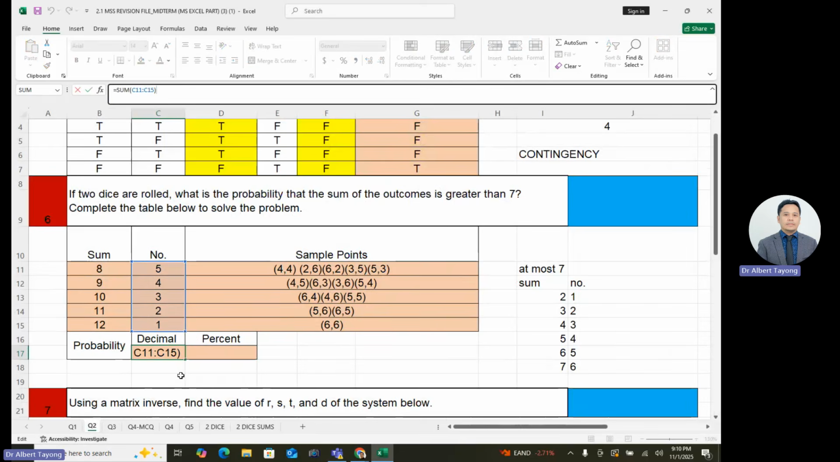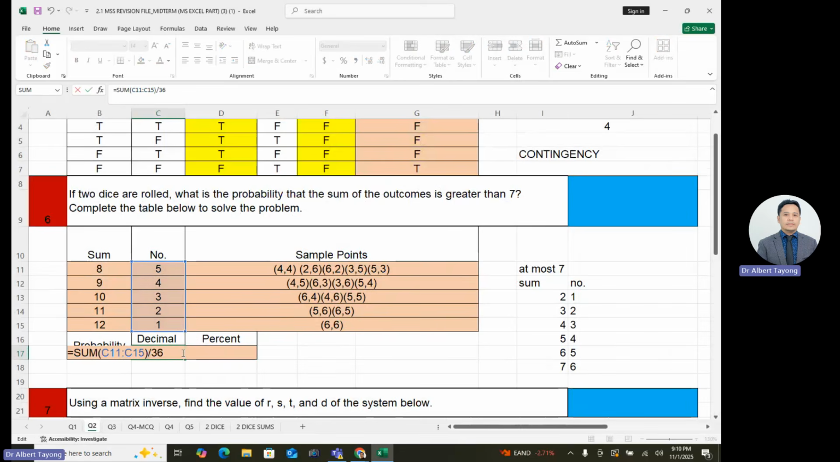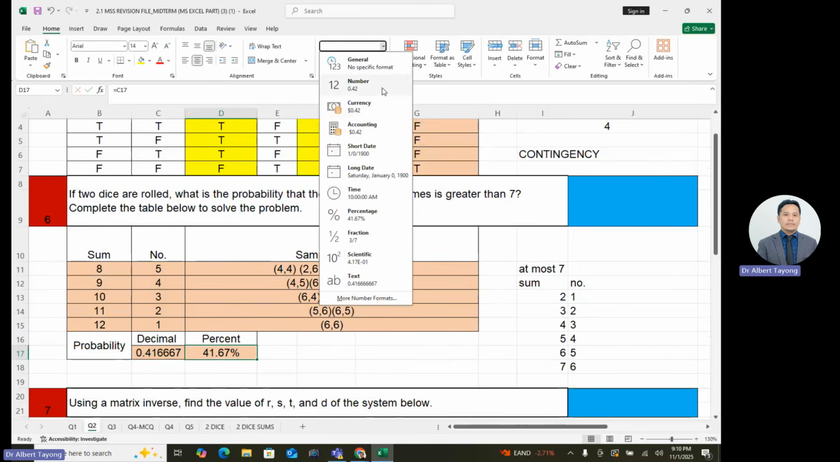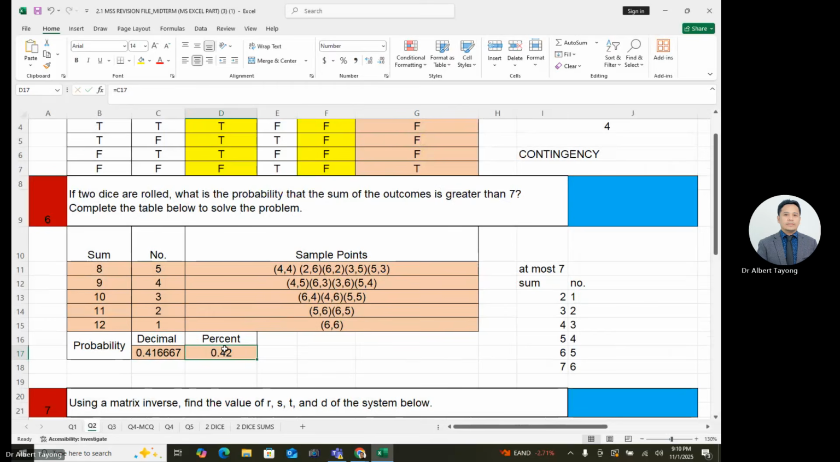And we divide this by 36. So that is our answer, and convert to percent equals, select the decimal. This is the percentage. Sometimes this is given in number. So when you press, for example, equals and press or highlight this, it gives you this decimal number. Click the percent here and increase to 2 decimal places. So this is the answer, 41.67%.